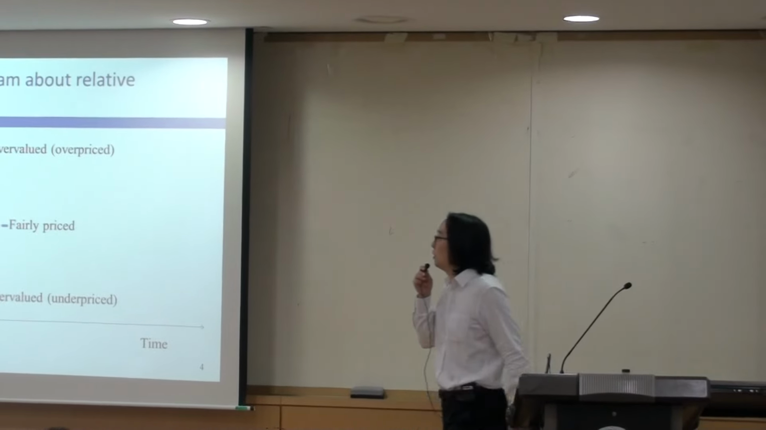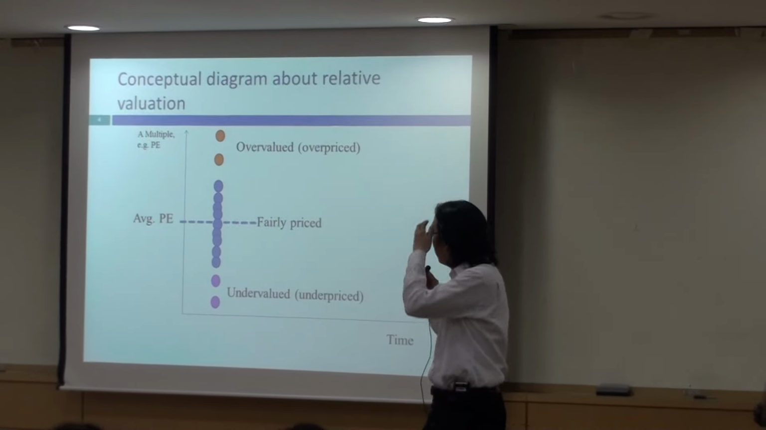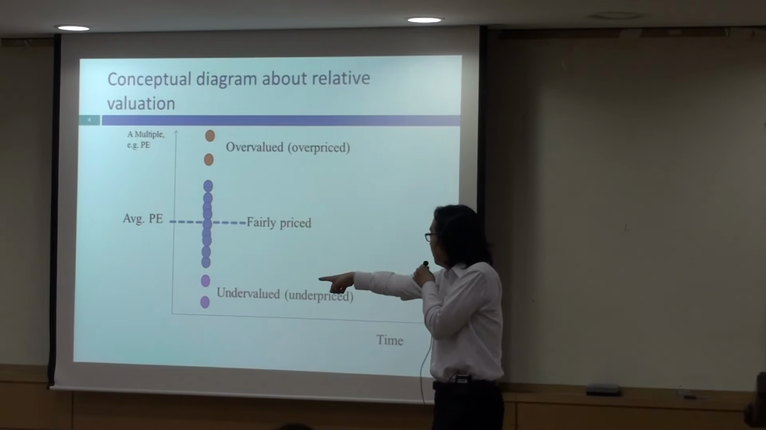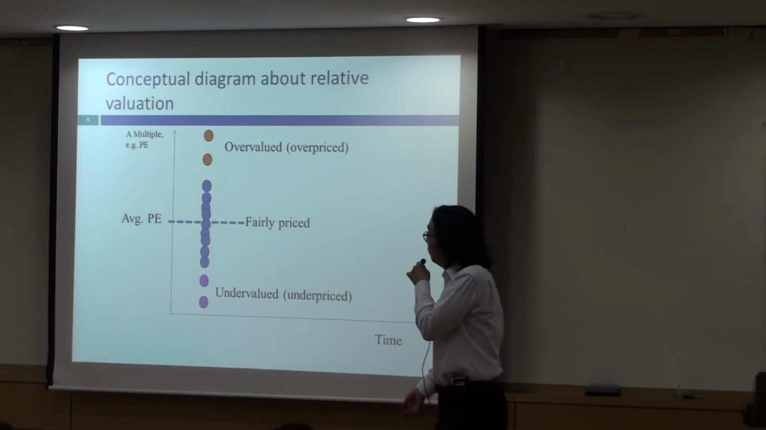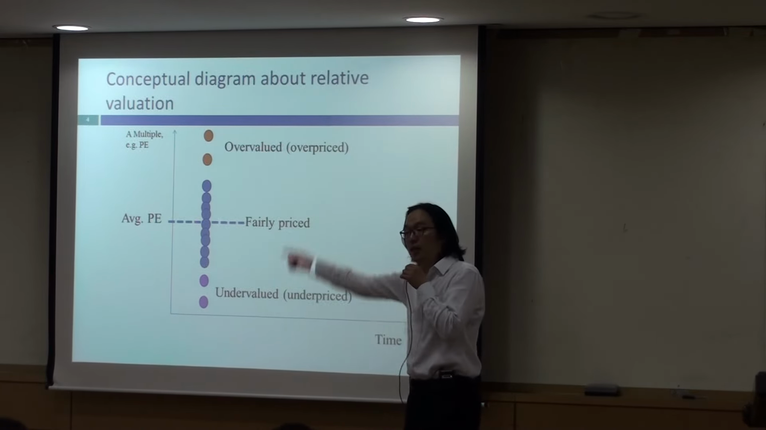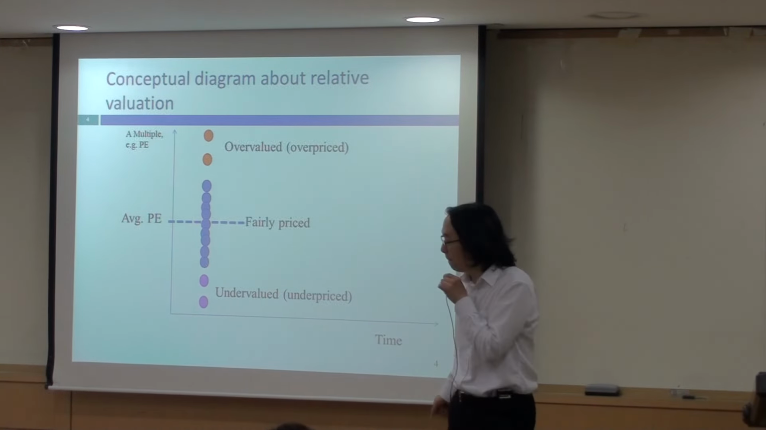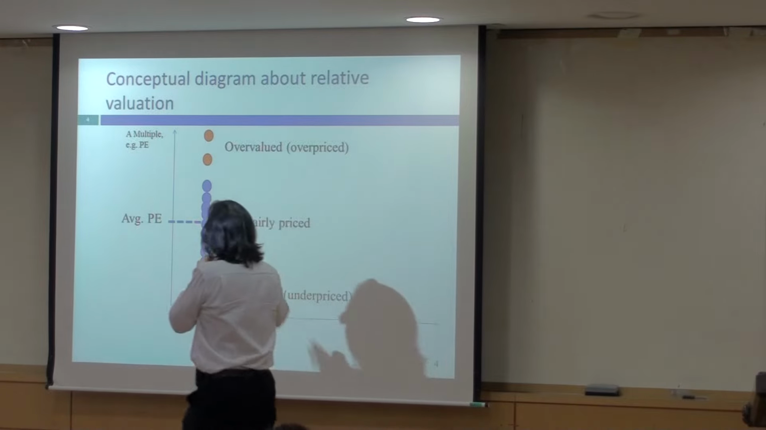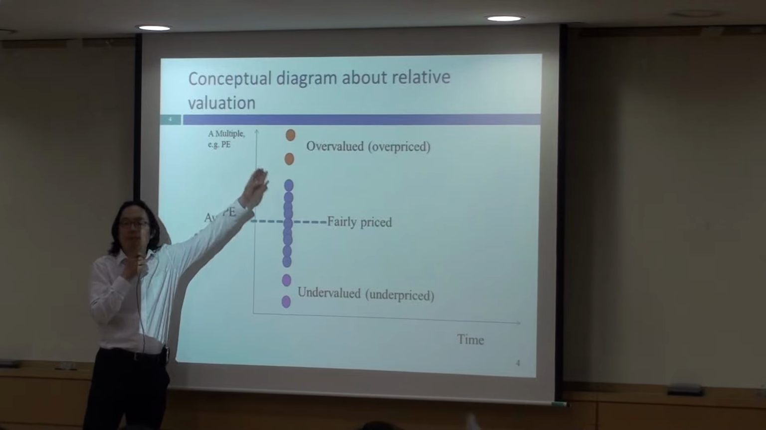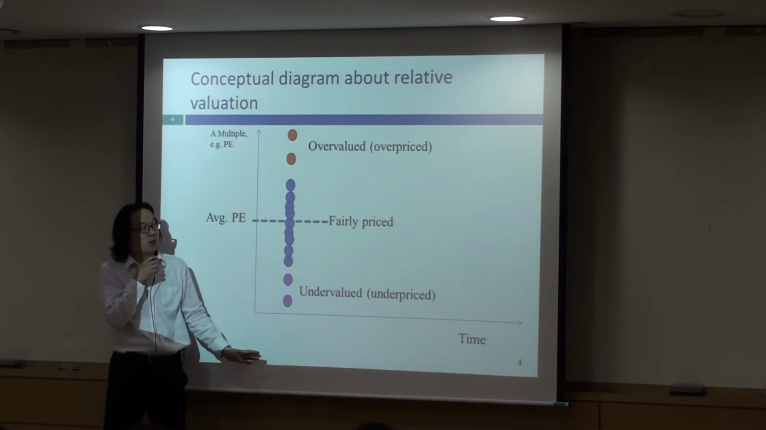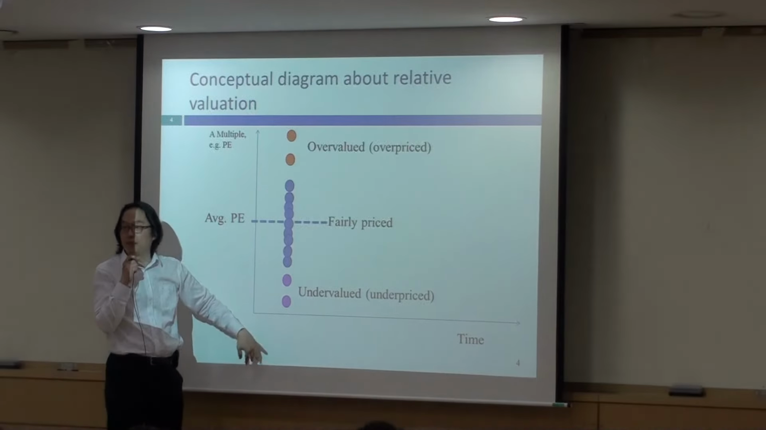Now, here's a conceptual diagram that I drew, okay? Here, what you see on your horizontal axis is time, as time passes, right? And on your vertical axis, there's PE multiples, right? Which is price per share divided by earnings per share, okay? And then at one given time, you can think about your competitor firms, and as well as your company, would be dotted like this, okay?